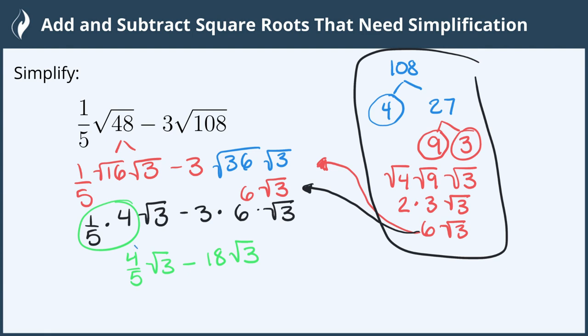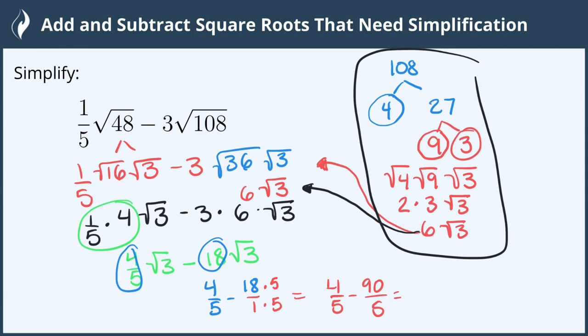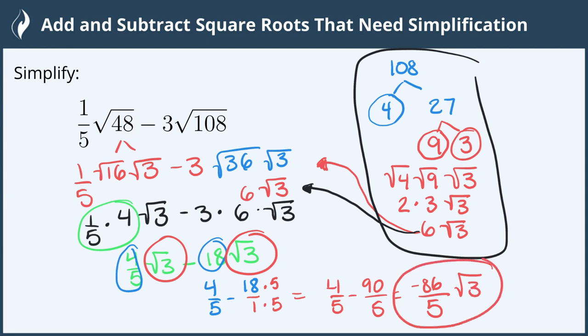So we're going to look at the coefficients out in front, and we need to combine 4/5 subtract 18. To do that, we need a common denominator. So I'm going to multiply numerator and denominator by 5 on the 18. So we end up with 4/5 minus 90/5. 4 minus 90 is negative 86, and we keep the denominator of 5. And then we have to make sure that we keep our same radical makeup that we had before, which is square root of 3. And now we've simplified this entire square root calculation, and we're all done.